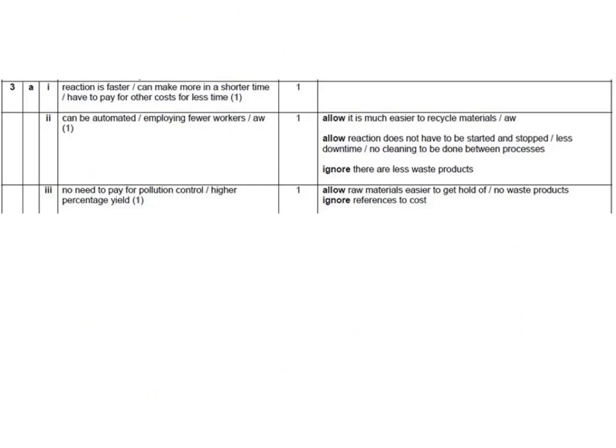So here's the answer. Catalyst makes the reaction faster, can make more in a shorter time. Advantage of the continuous process is it can be automated, and no need to pay for pollution control or higher percentage yield or various other possible answers, as you can see.